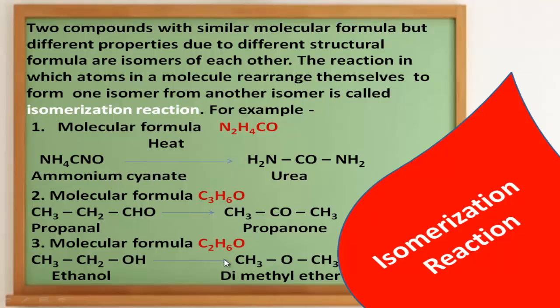Also another example where the molecular formula is C2H6O, that means both of them have a similar molecular formula, C2H6O, ethanol and dimethyl ether. These two are also organic compounds, but these two are isomers of each other. So these types of reactions are known as isomerization reactions.